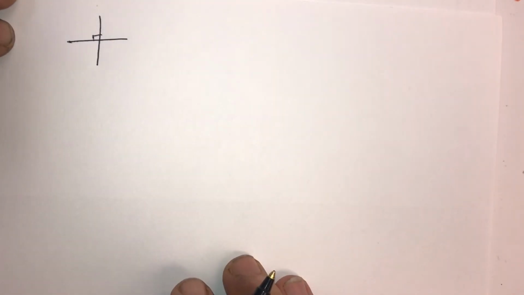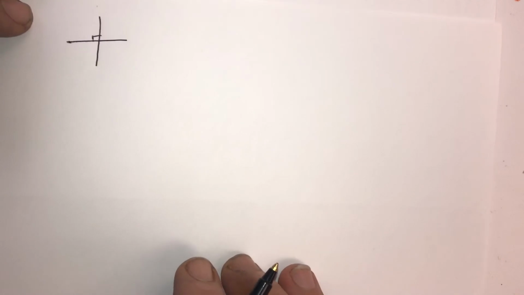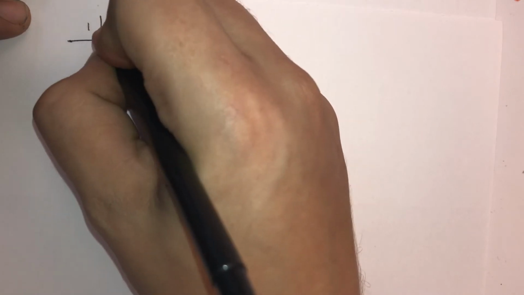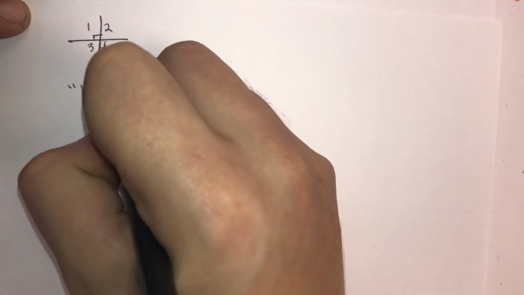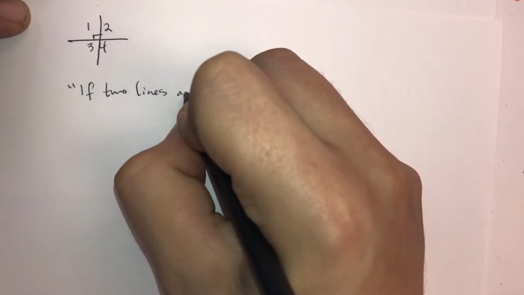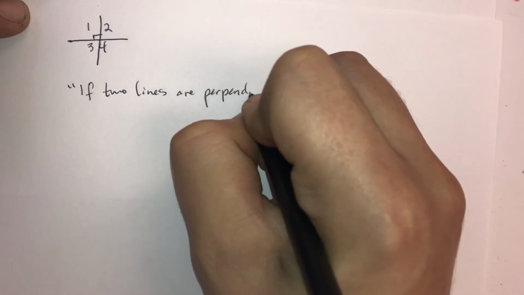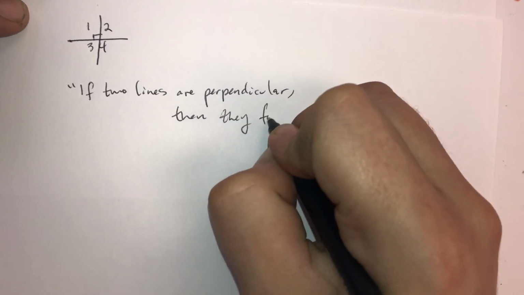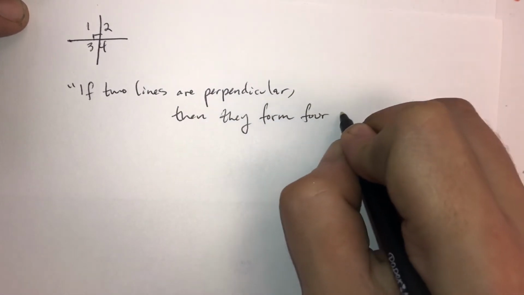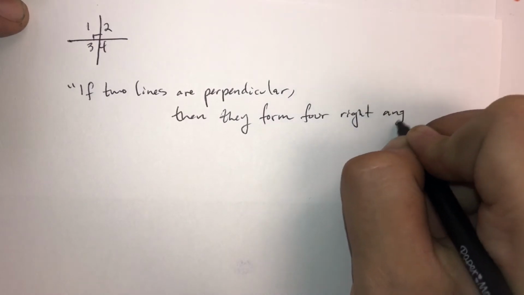If 2 lines are perpendicular, they meet to form 4 right angles. So let's draw a diagram. There we go. If 2 lines are perpendicular, they meet to form 4 right angles. I'm gonna number these angles 1, 2, 3, 4, and I'm gonna rewrite my statement. If 2 lines are perpendicular, then I'm just going to say they form 4 right angles.